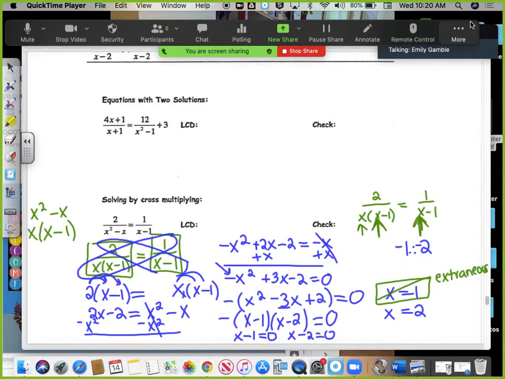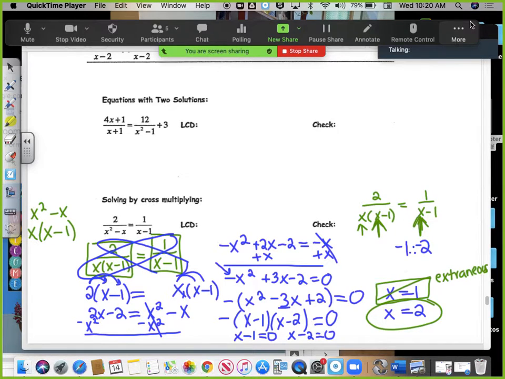Does that make sense? Okay. So then that means that the only answer for this problem is x equals 2. Your final answer would be x equals 2. On a quiz, I would say, what is the extraneous solution? What is the answer? So you would be able to figure out what the actual answer is and what would not be.